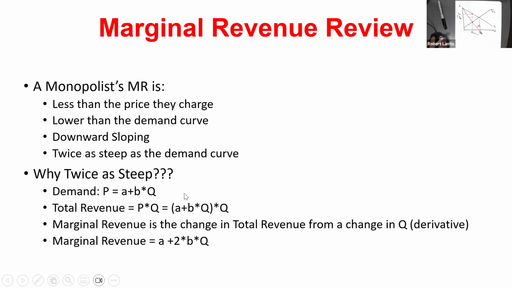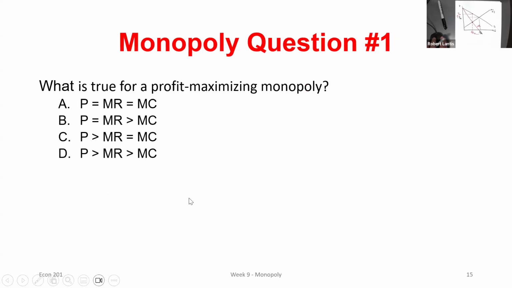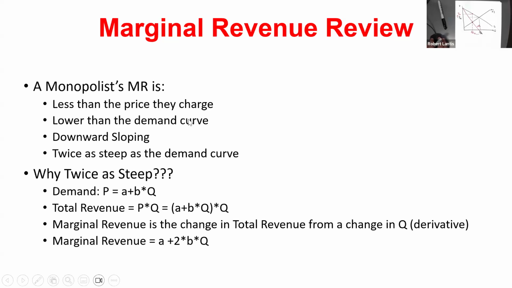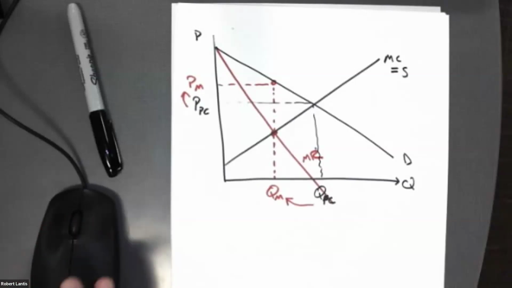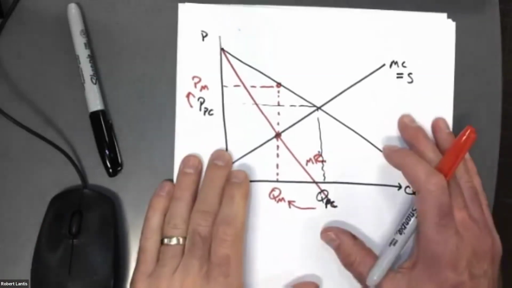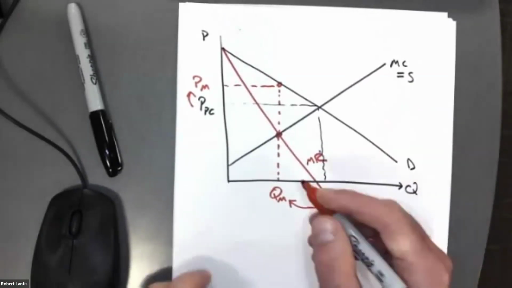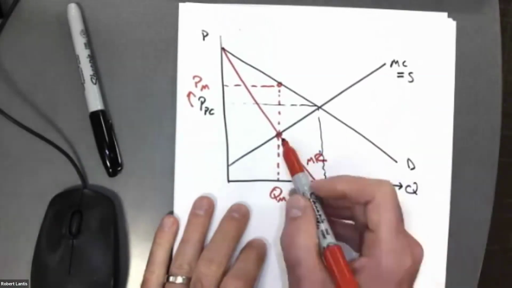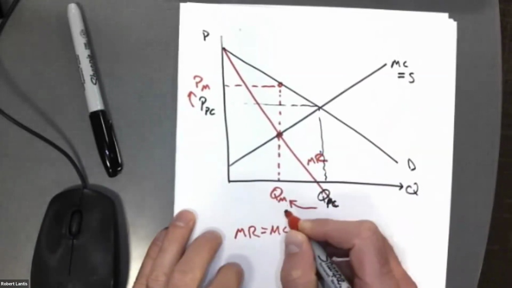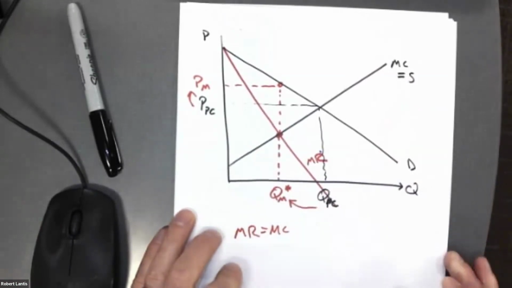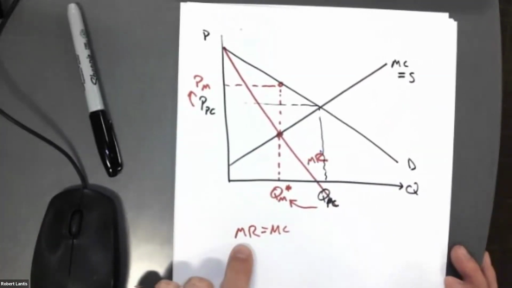Okay. Let me think if there's anything else I want to say here. We'll go through these questions and then I want to return to this idea in a second. Okay. So what's going to be true for this profit maximizing monopolist? Well, what'll be true for both them and a perfectly competitive firm is that my marginal revenue is equal to my marginal cost at that optimal profit maximizing quantity.